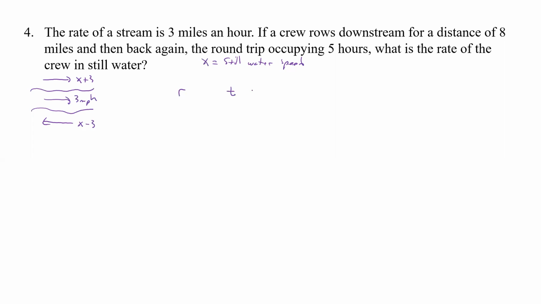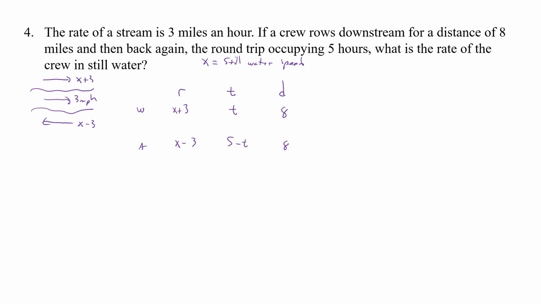Our rate times time is equal to our distance. We know it's 8 miles both directions. Now we go with the stream, which is going to be x plus 3. So if we say this is with and this is against, that's x plus 3. Let's call that one time. It doesn't matter, we'll say it's just t. And then when we go against, we go back the other direction. That's going to be x minus 3. And we know it's 5 hours total minus how long it took here, so it's going to be 5 minus t.